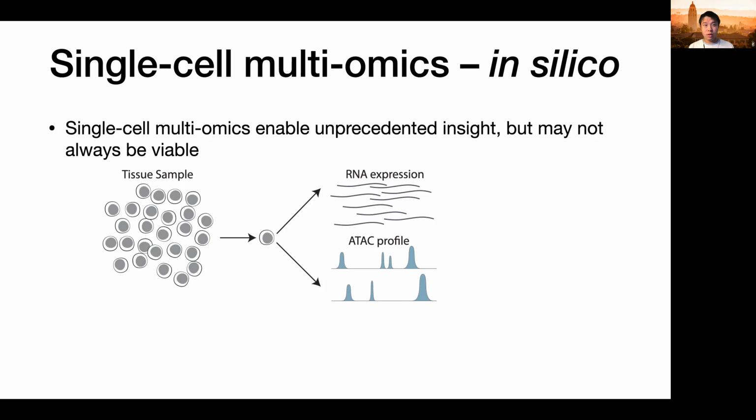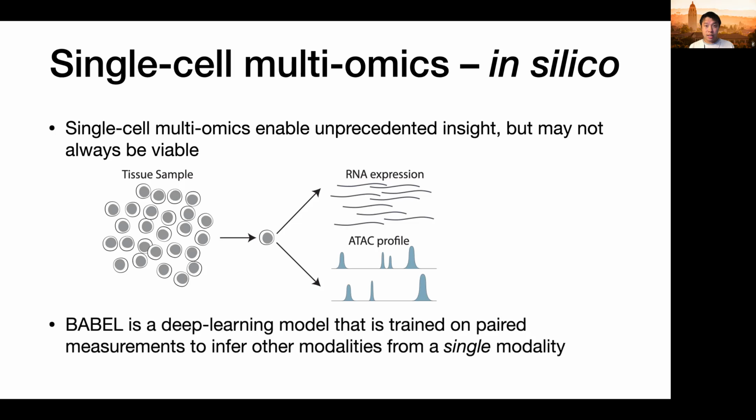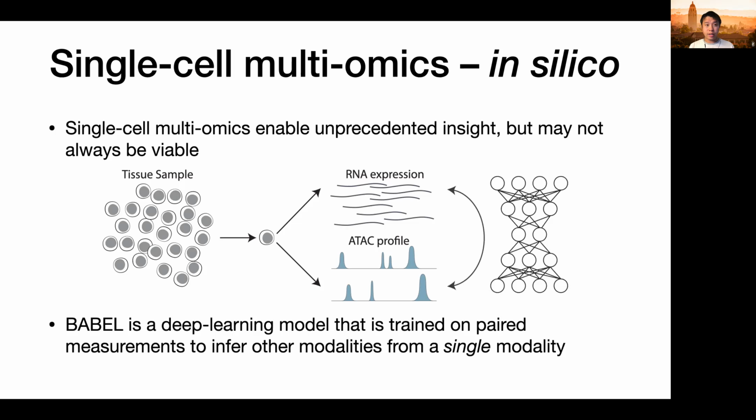To address this, we developed BABEL, a deep learning model that infers a multi-omic view of individual cells, given only a single measured modality. BABEL is trained on single cells with jointly profiled expression and chromatin accessibility, and can bidirectionally infer one from the other at single-cell resolution, thus computationally enabling multi-omic profiles from only a single measured modality.